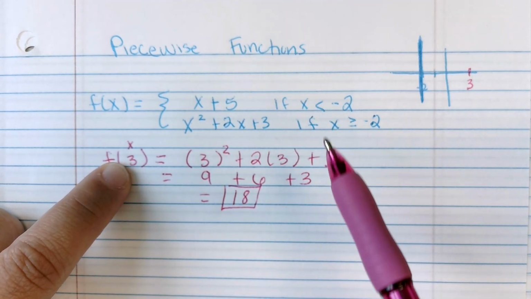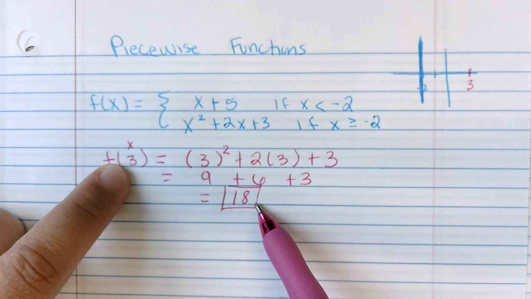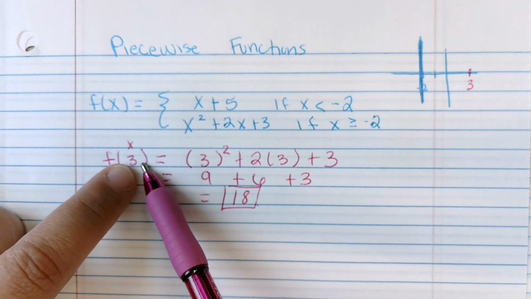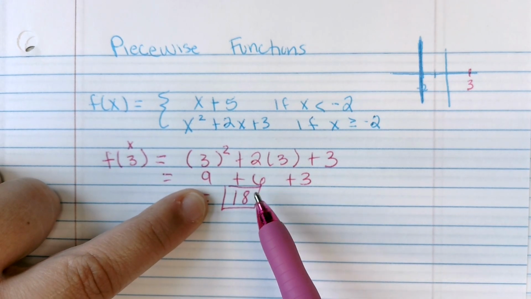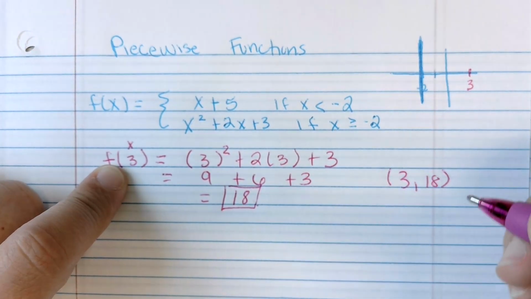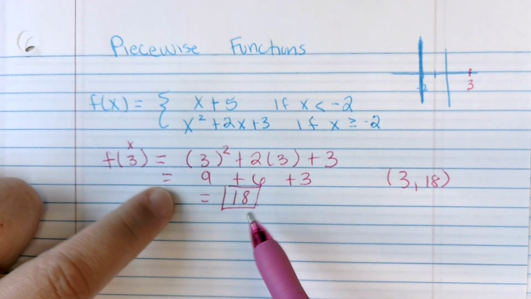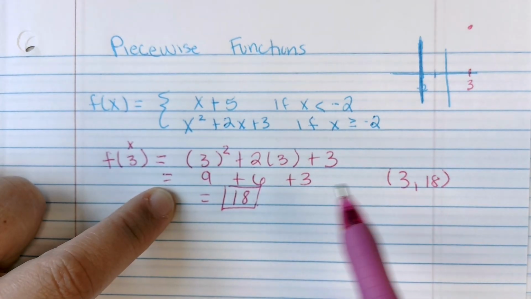So I input a 3. I had to figure out which equation I input it into, and then my output is my answer. Notice that I put in a number, and my output is a number. So there's a point on the graph at 3, 18. That's what I just found out. So at 3, 18, there is a point on the graph.